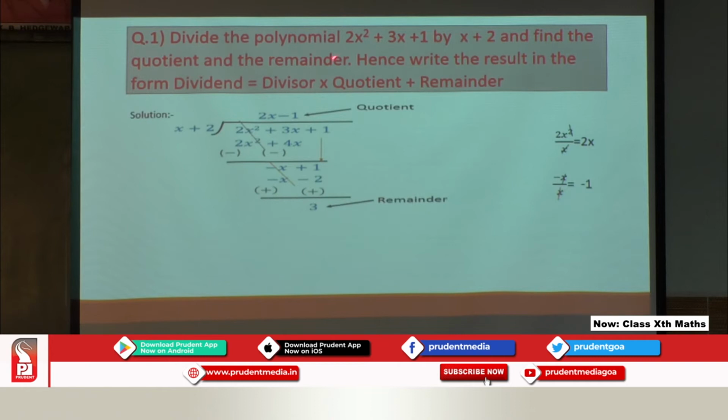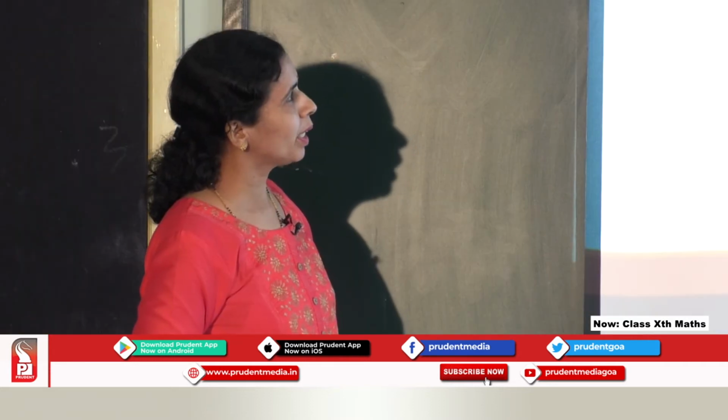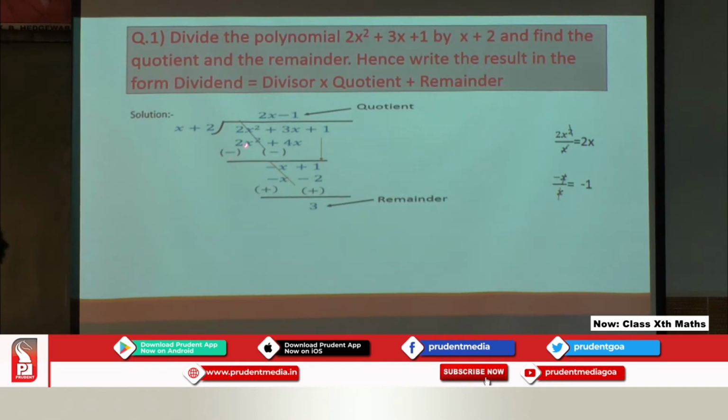Here p of x is 2x square plus 3x plus 1 and g of x is x plus 2, that is the divisor, and p of x is the dividend. When p of x is divided by g of x, the first term of the dividend is 2x square. See, here I did rough work. We should divide the first term of the dividend, 2x square, by the first term of the divisor, that is x.